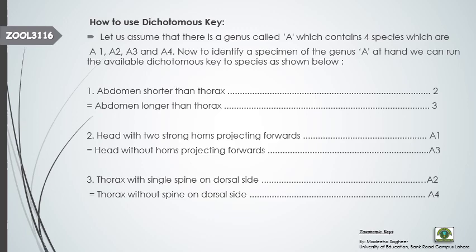Now make another presumption that you have a specimen whose abdomen is longer than thorax, but which has 2 spines on the dorsal surface. Right? Here you can see that abdomen is longer than thorax. You jump to the couplet number 3, but here 2 characteristics are given: thorax with single spine on dorsal side, thorax without spine. But what do we have right now? We have a specimen that has 2 spines on the dorsal surface.